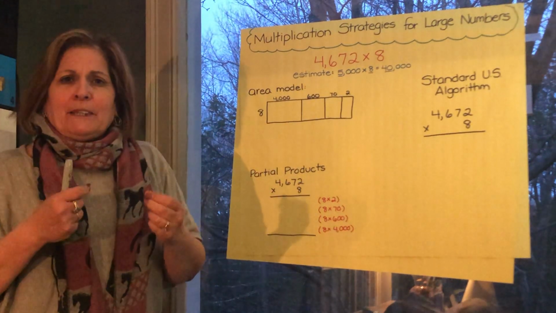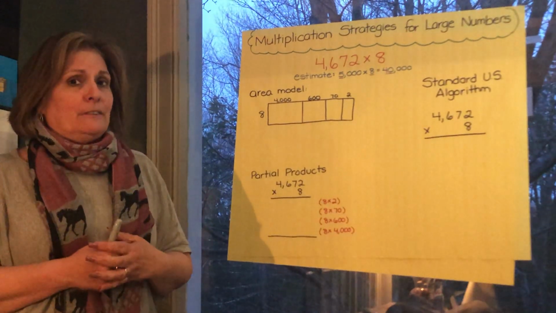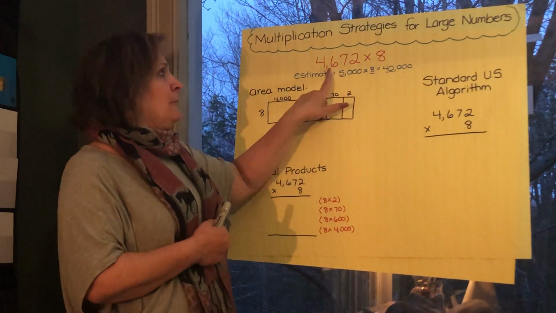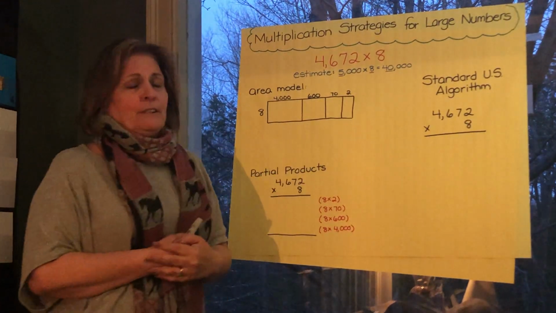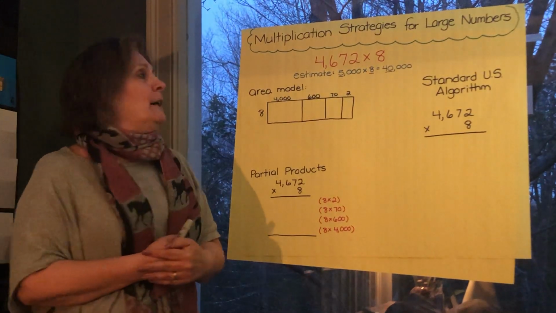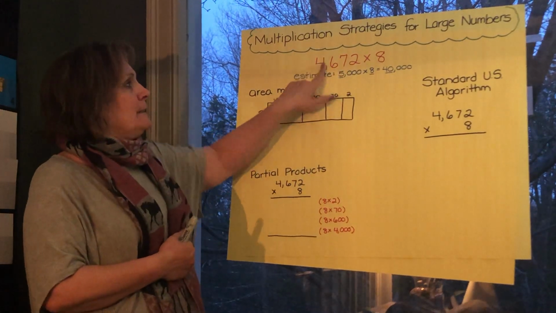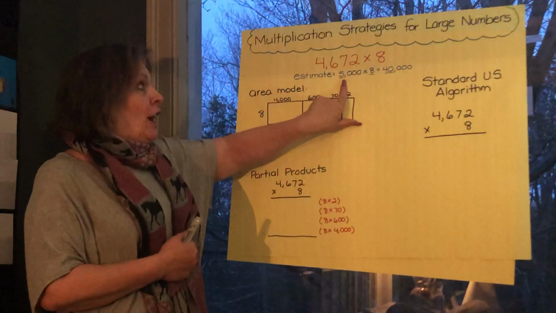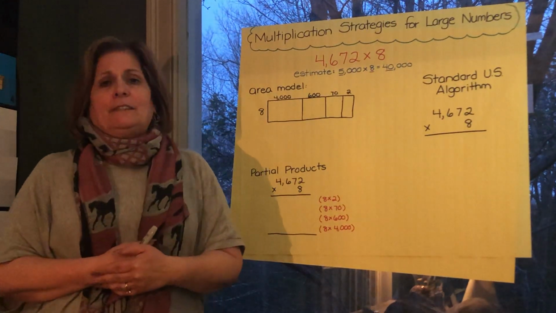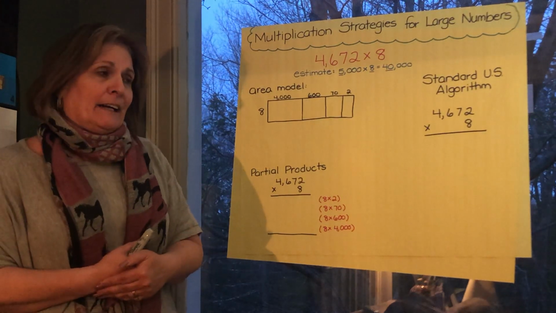And what you should also be thinking about is, is that an overestimate or an underestimate? So think about that for a second. Is 40,000 going to be an overestimate for this or an underestimate? And I'm hoping that what you came up with was that it's going to be an overestimate because we rounded this up by several hundred and we kept this the same.